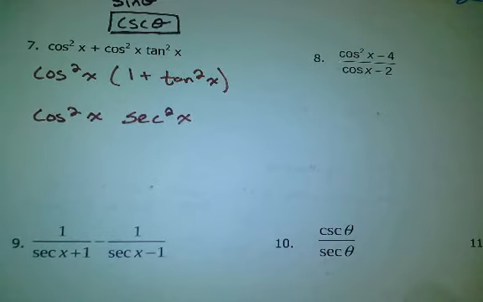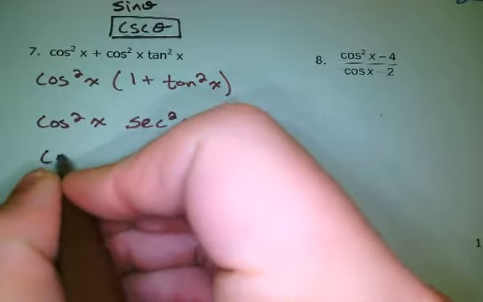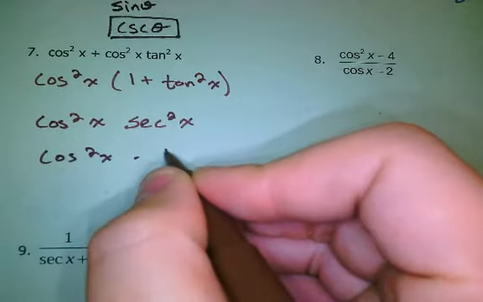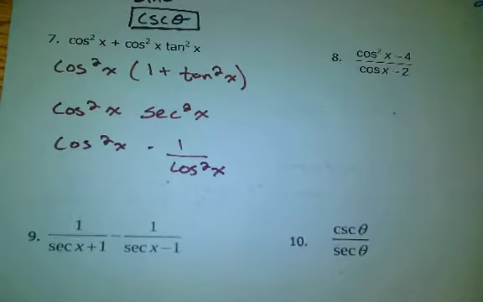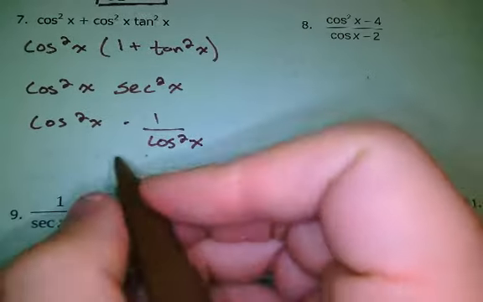And when you're in doubt, what's secant squared equal? 1 over cosine squared. So we're going to get cosine squared x times 1 over cosine squared x, which cancels out and gives you an answer of 1.